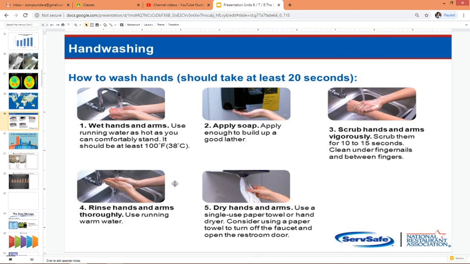that you can do to help prevent the spread or help prevent contracting COVID-19. It's washing your hands. Right? How to wash hands should take at least 20 seconds. All right, let's do IEE. I, introduction. This is an illustration that shows the step-by-steps you should take in order to properly wash your hands.